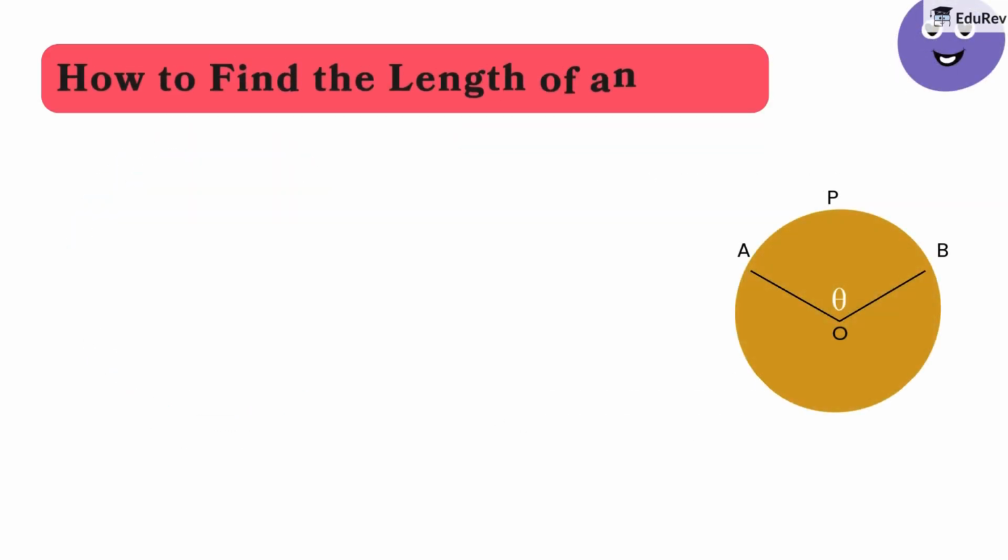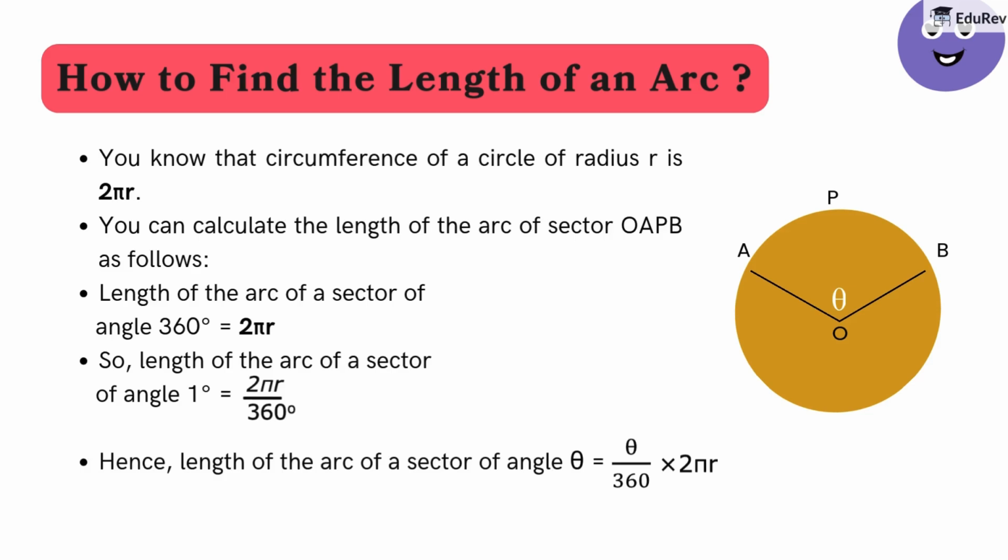Now, you might be wondering how to find the length of an arc. To do this, we need to know that the circumference of a circle with radius r is 2 pi r. So, for an arc in a sector, the length can be calculated based on the central angle. The length of the arc of a sector with an angle of 360 degrees is equal to the full circumference, which is 2 pi r. Therefore, the length of the arc of a sector with an angle of 1 degree would be 2 pi r divided by 360 degrees. This means the length of the arc of a sector with angle theta can be calculated as theta by 360 multiplied by 2 pi r.